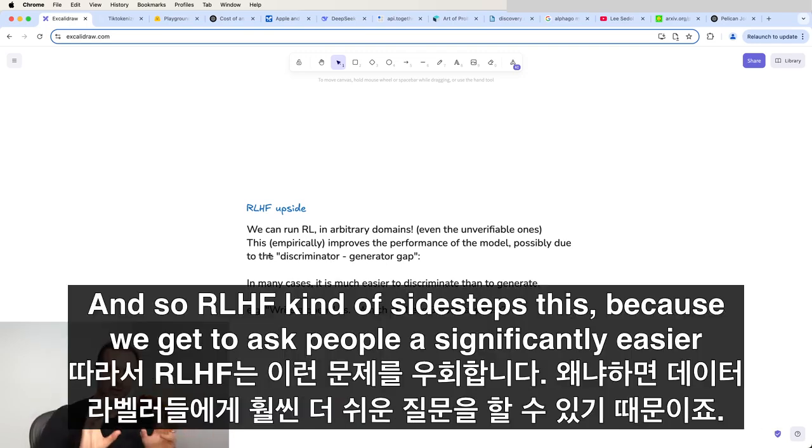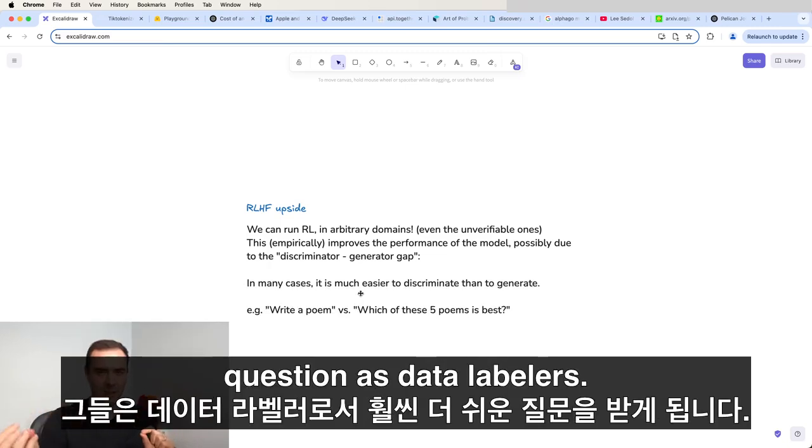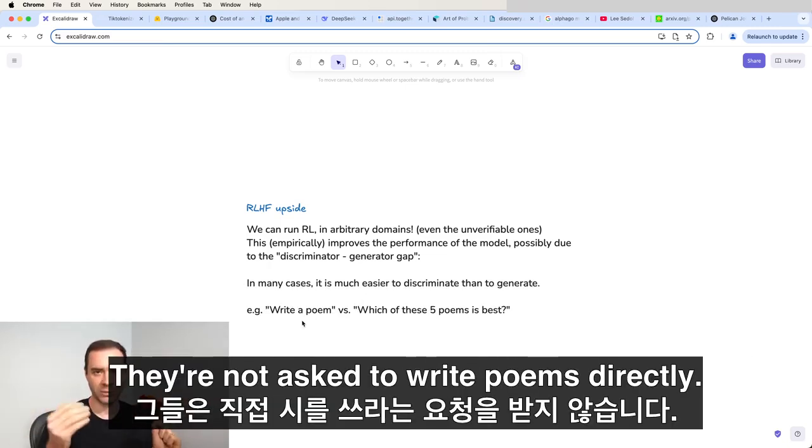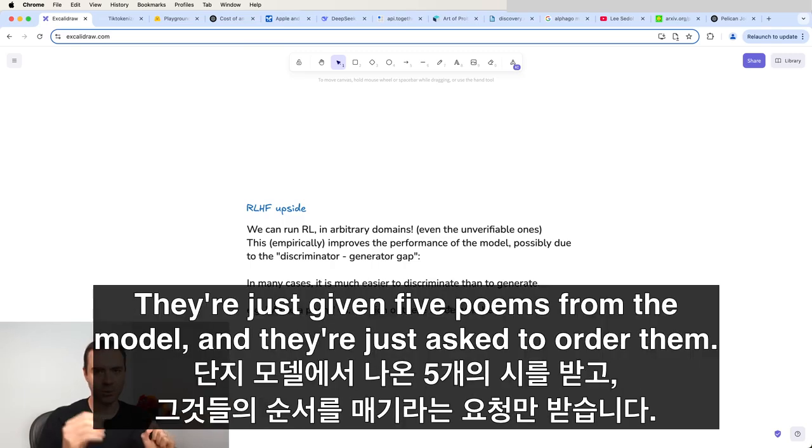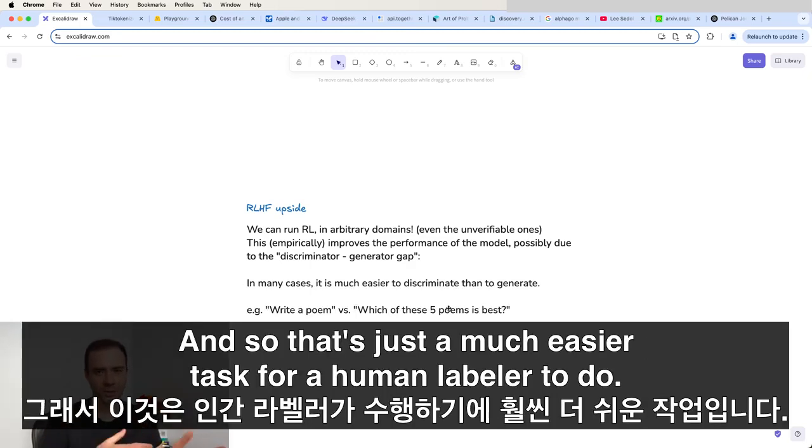And so RLHF kind of sidesteps this because we get to ask people a significantly easier question as data labelers. They're not asked to write poems directly. They're just given 5 poems from the model, and they're just asked to order them. And so that's just a much easier task for a human labeler to do.